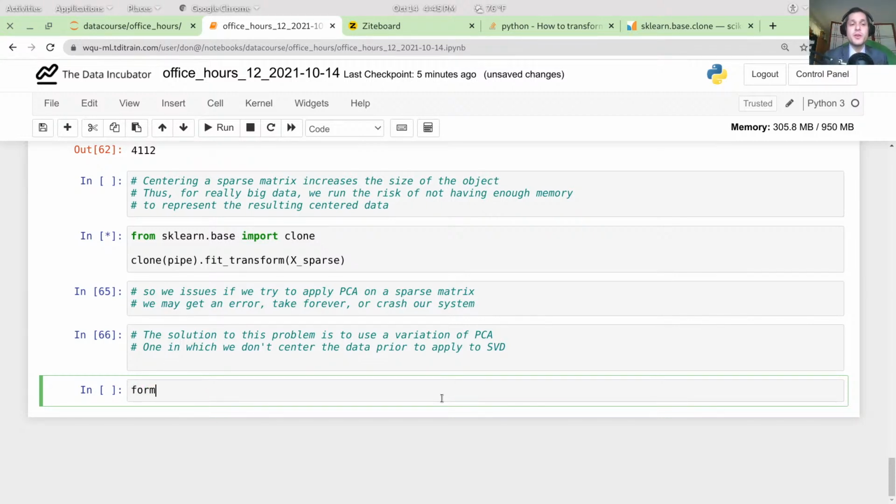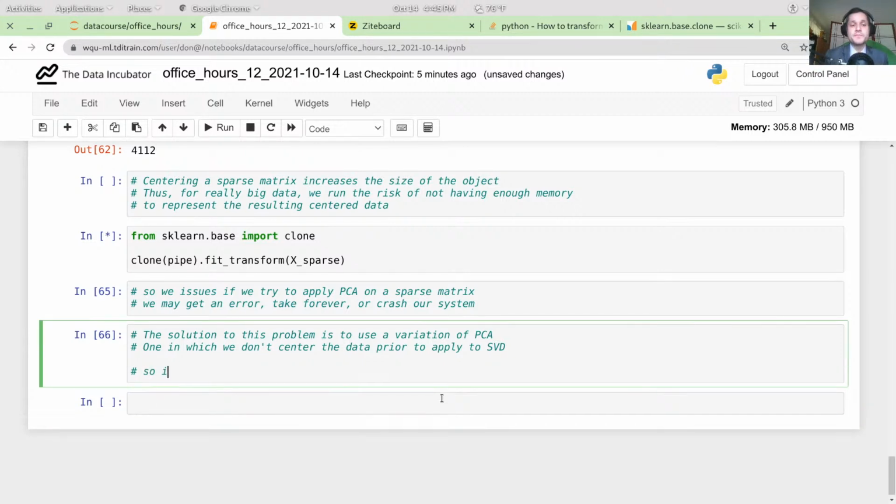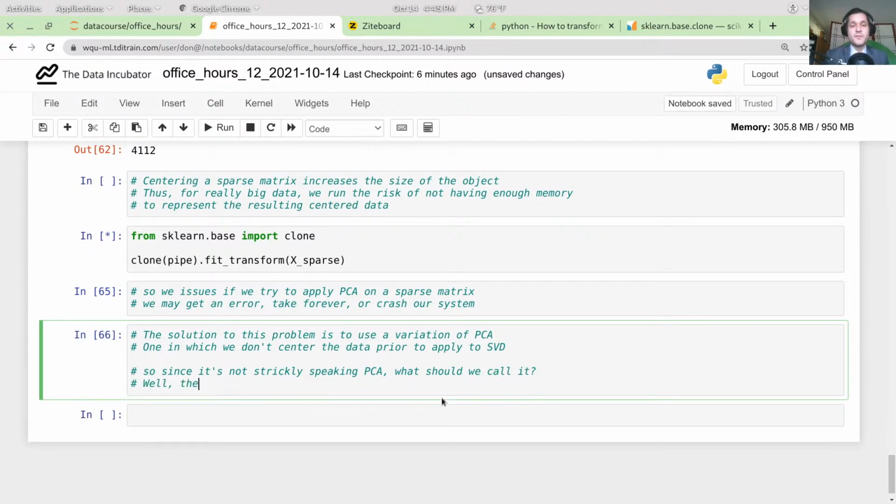So, what do we call this other transformer, this variation of PCA? Since it's not strictly speaking PCA, what should we call it? Well, they have confusingly called it truncated SVD.